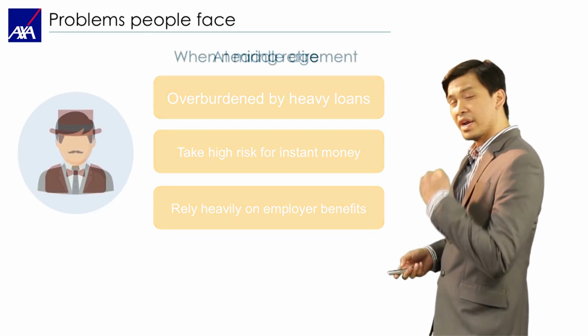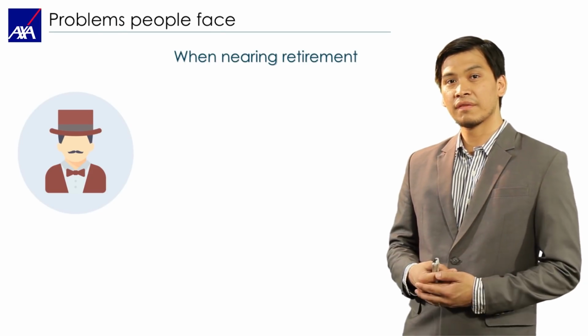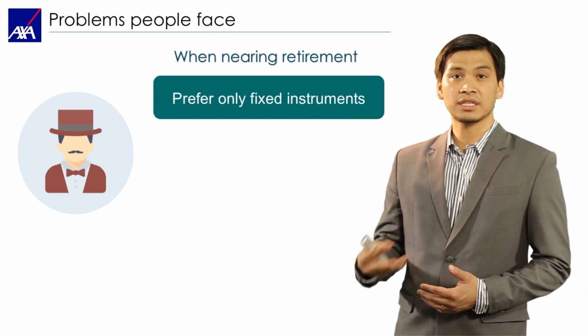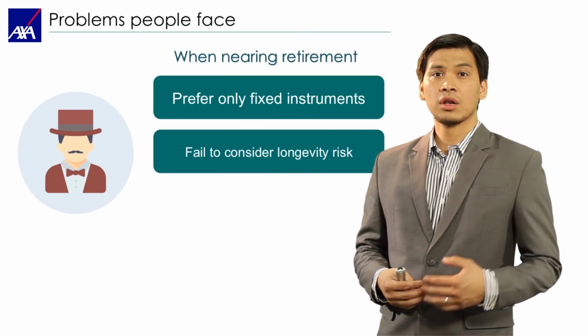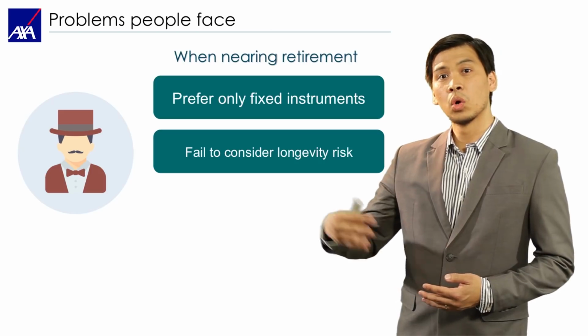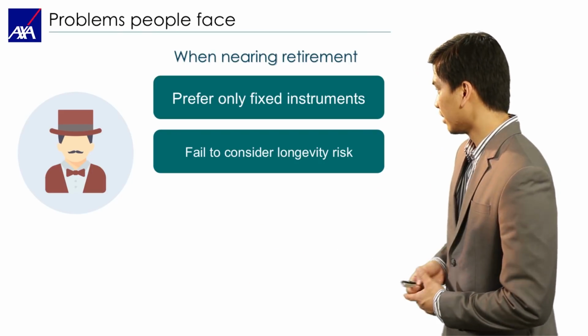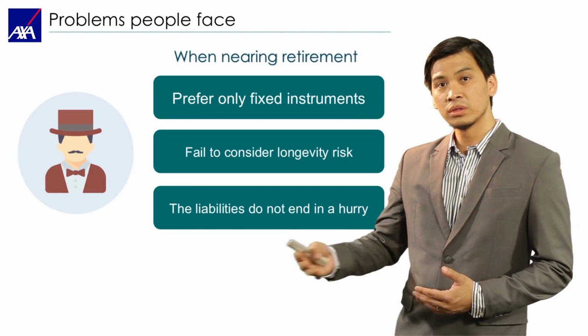So we move another step up and talk to those who are in their retirement age or nearing retirement. These clients now have problems such as they only prefer fixed instruments. And when we talk about fixed instruments, it's a low rate of return. And they also fail to consider their longevity risk. As they grow older, naturally health deteriorates. And they also have liabilities that until they are old do not end.